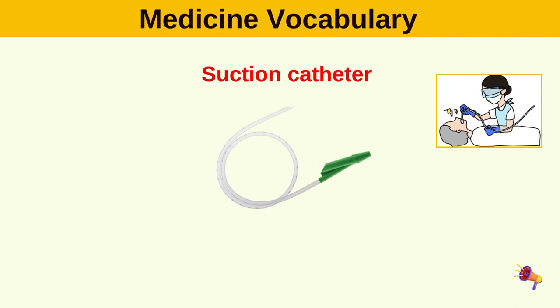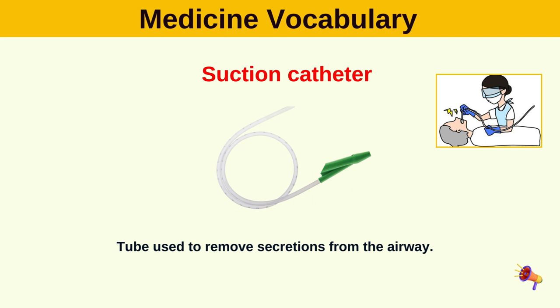Suction catheter. Suction catheter is a tube used to remove secretions from the airway.